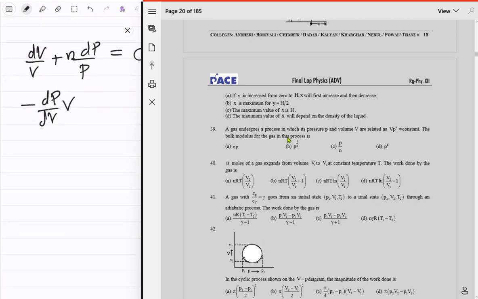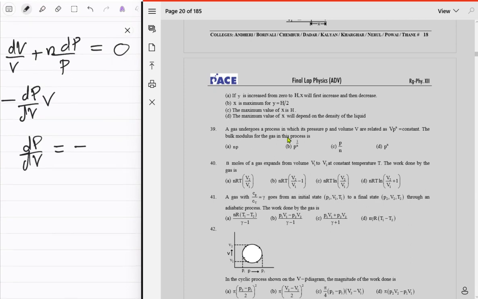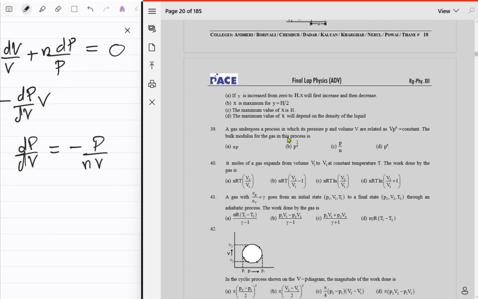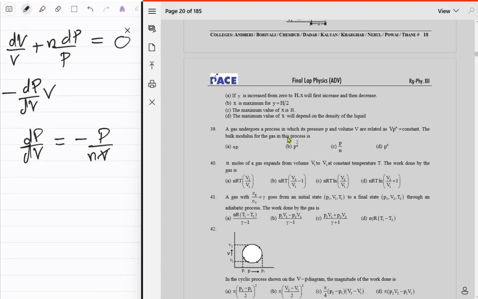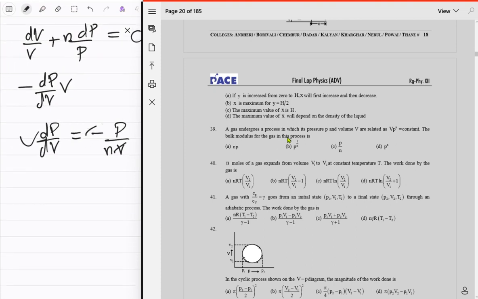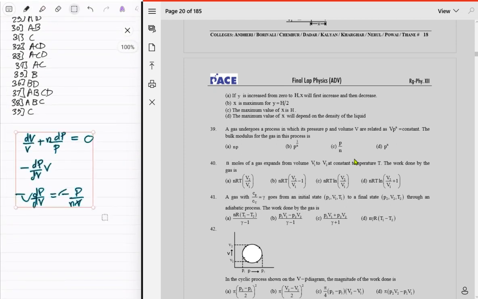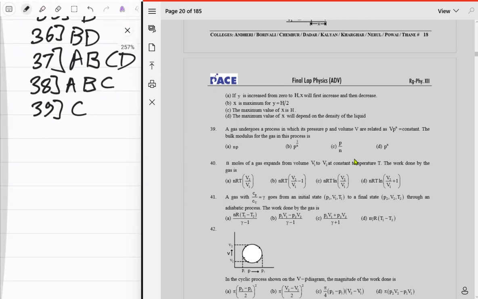So what's dP upon dV going to be? It's negative, sending that over there, just negative N P upon V, right? Sending that over, just P comes. So negative of that, which is just N times P, is our bulk modulus. So C is the answer. Next question. Okay, 40.